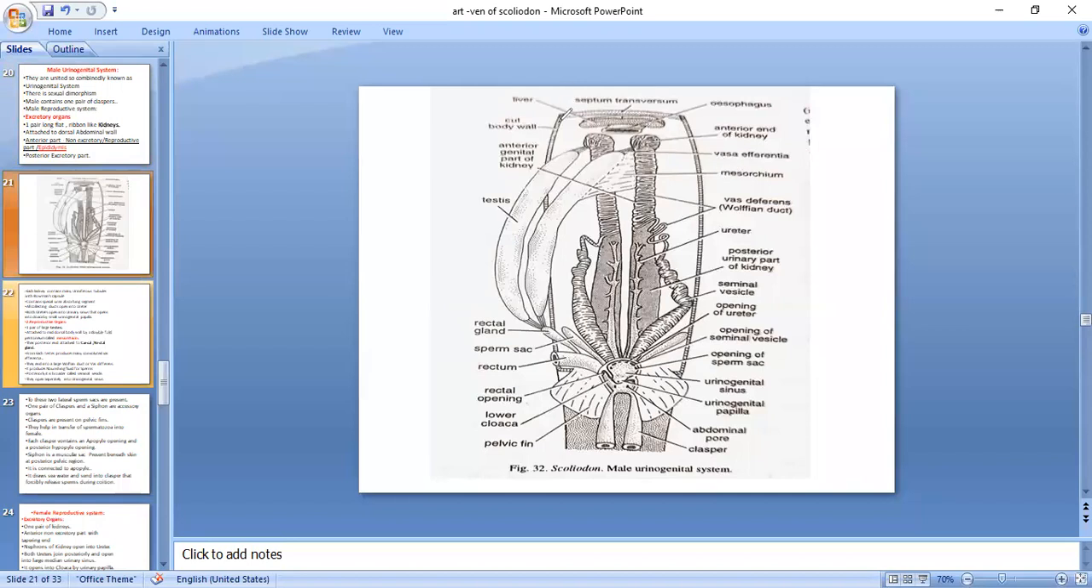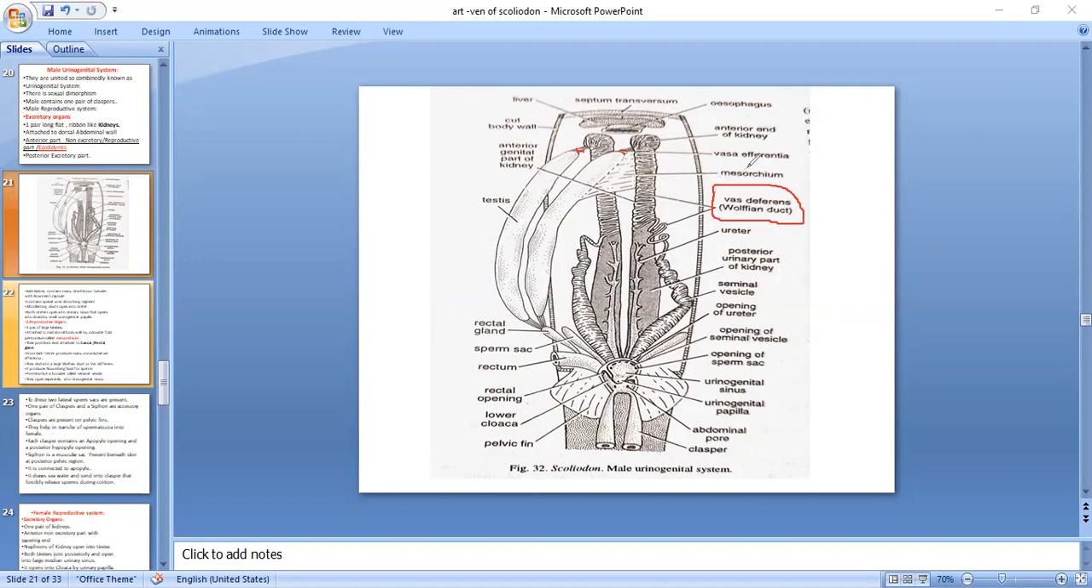Vasa efferentia. This E part of it. So vasa efferentia start here and join the anterior part of the kidney, and they are folded on the surface of the kidney. They entangle the kidney. Okay, and posteriorly, they are broadened. They turn into a broad duct called the Wolffian duct.